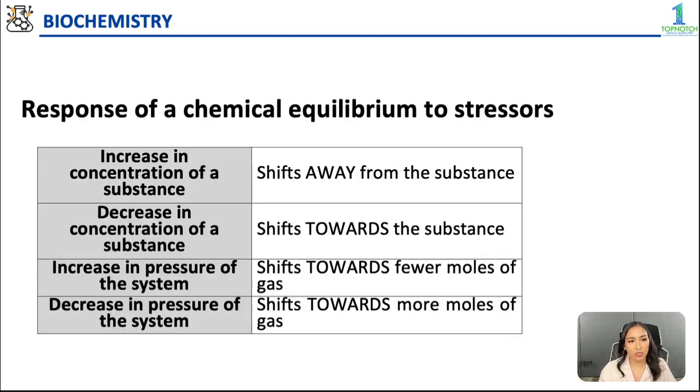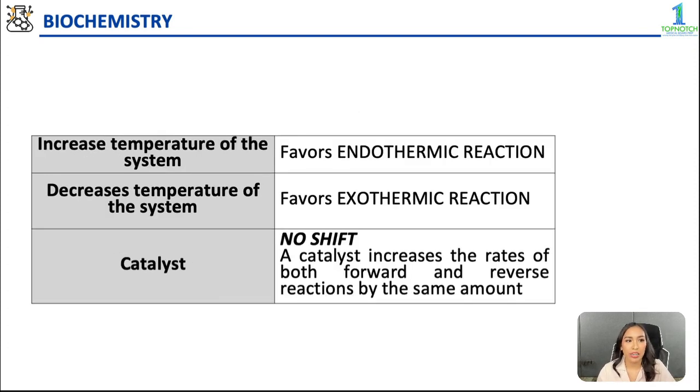So let's look at this table. Responses of a chemical equilibrium to stressors. So if there is an increase in a concentration of a substance, it shifts away from the substance. Kung may decrease naman, shifts towards the substance. Increase in pressure shifts towards fewer moles of gas. Decrease in pressure shifts towards more moles of gas. Increase in temperature favors endothermic reaction. Decrease in temperature favors exothermic reaction.